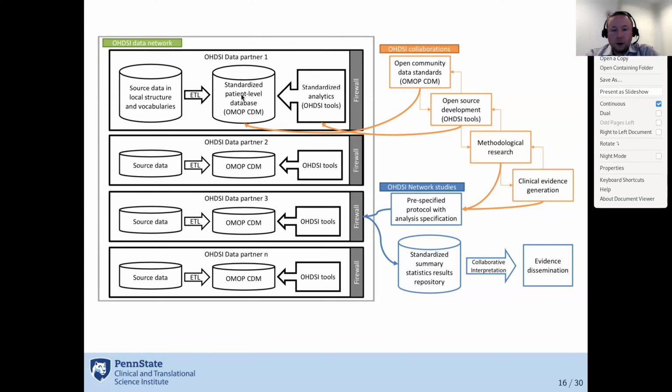So that's this central cylinder in the top row. A protocol is developed based on some clinical question, and the standard analytic tools, the OHDSI tools, which is primarily the Hades package, are applied to that common data model. And we can see that other data network partners that have already transformed their source data into the OMOP common data model can take that analysis protocol, run it against their OMOP common data model, and share these aggregate results. So this is the model for how these network studies are conducted.